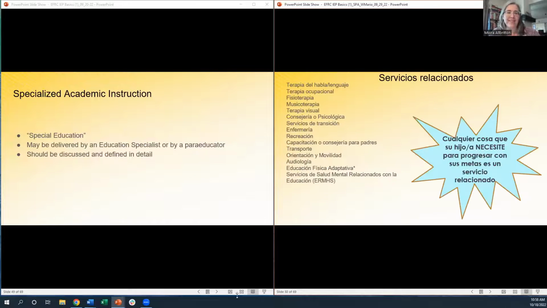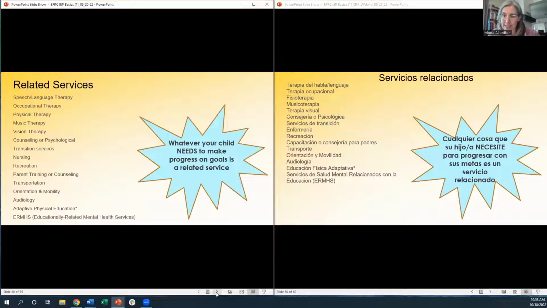And then we talk about related services. This is a list, but it is not a menu, in that not all of the potential related services are on this piece of paper. These are a lot of pretty common ones, but whatever your child needs to make progress on his or her goals can be called a related service. And so you see that transportation is a related service. That's why it's paid for, because it's allowing a student to access the educational environment and make progress on his or her unique goals.